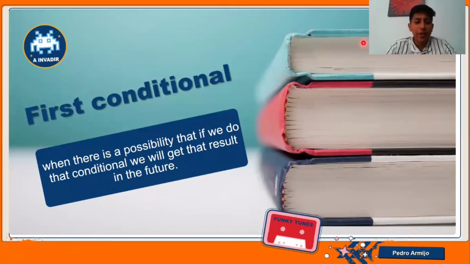First conditional. It is time to start explaining the first conditional. For this, we will follow the same process as in the zero conditional. We use the first conditional when there is a possibility that if we add the condition, we will get that result in the future.